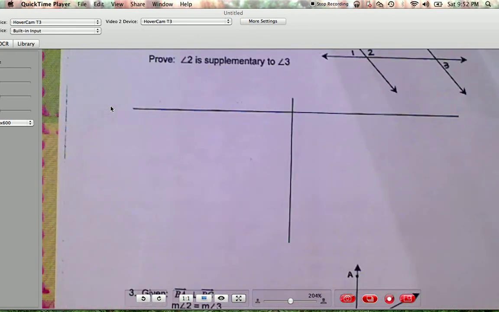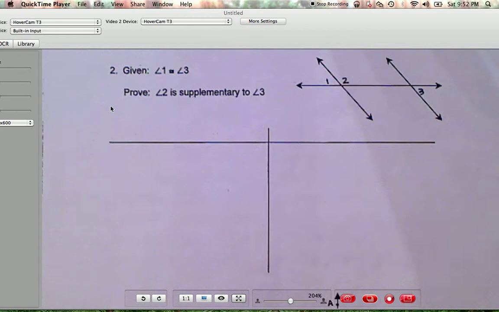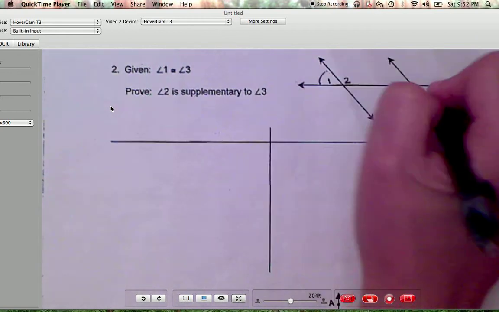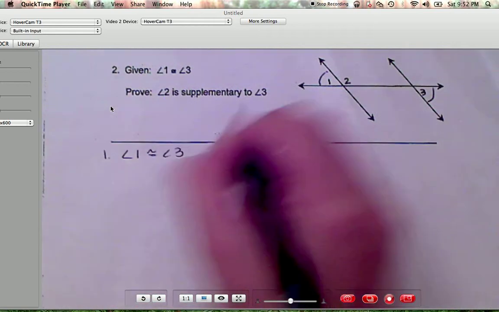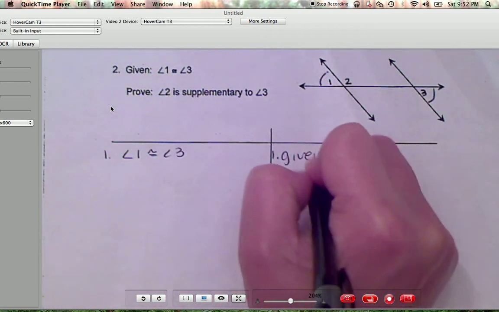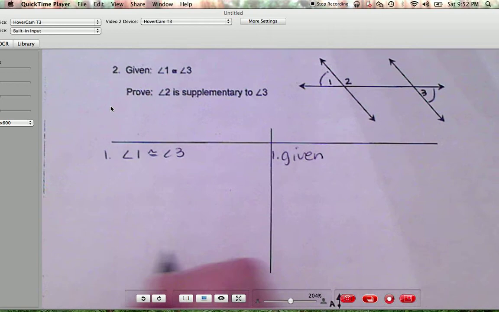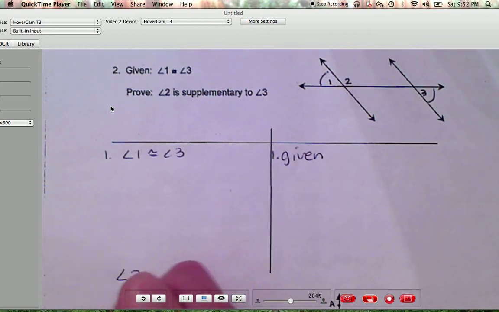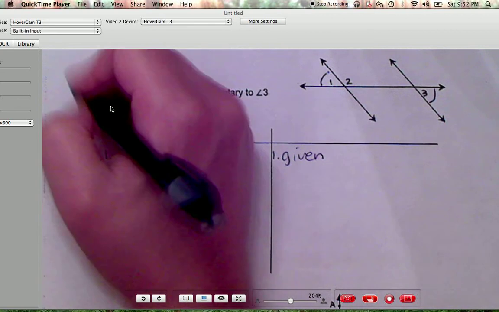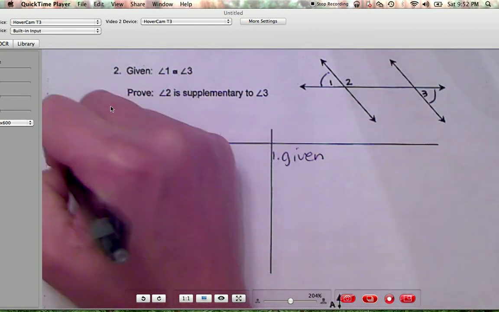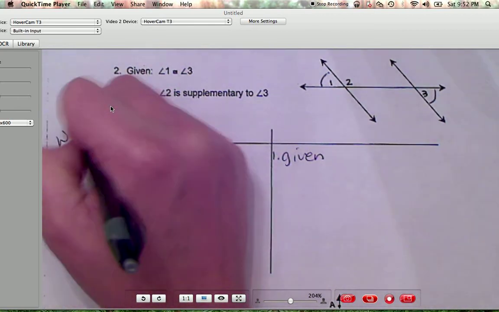All right, on the back side, we've got angle 1 is congruent to angle 3. We should mark that. And go ahead and put that in. And we're trying to prove that angle 2 is supplementary to angle 3. So we do We the People Eat Pizza. We do our wordy statements first.